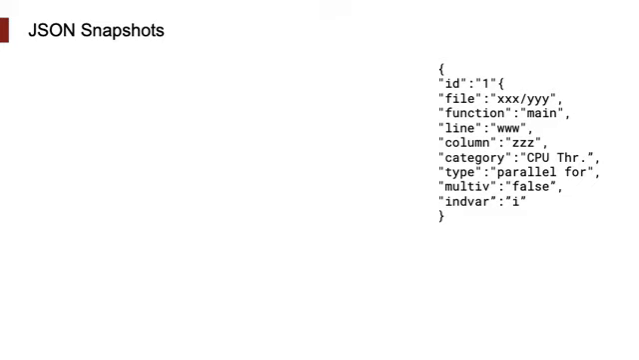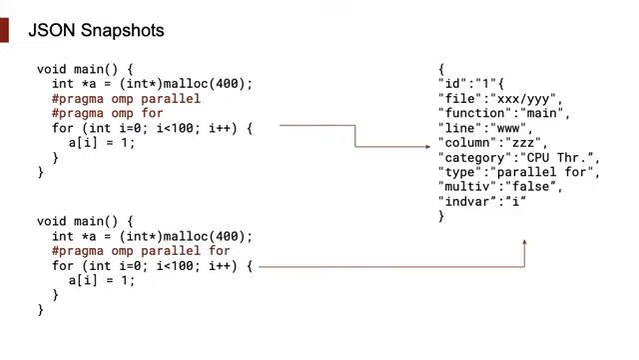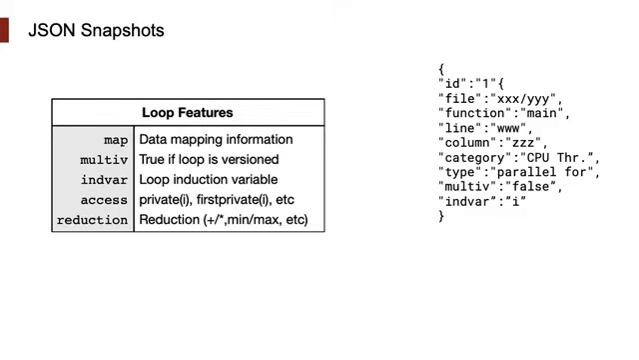Here is an example of a JSON snapshot. This snapshot can represent this program on the left, but it can also represent this new program, which encodes the same semantics. Currently, we have a general class of JSON objects with 10 fields. And we have a special subcategory of objects which encodes, in addition to all the common features, also features that are exclusive to loops. The goal of the JSON snapshot is to normalize the output of different tools in a way that the output of these tools for the same program written in C can be compared.